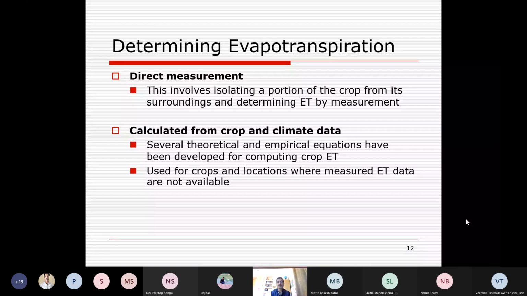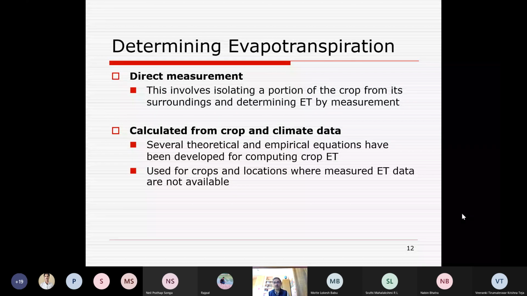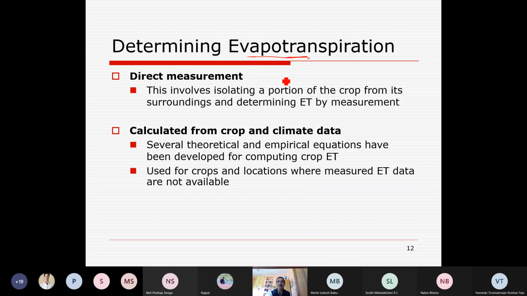Okay. So the basic idea is determining or getting information about evapotranspiration. And there are two methods basically. Either we can measure evapotranspiration, that is direct measurement, or we can find it out from different conditions, or maybe climatic data.